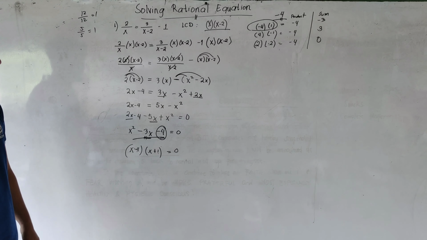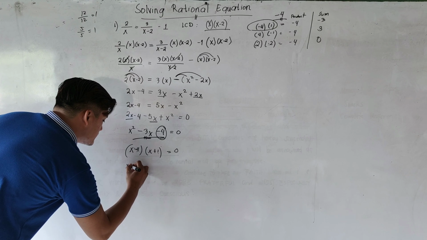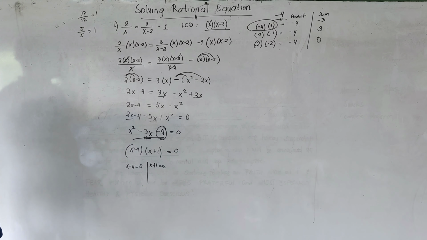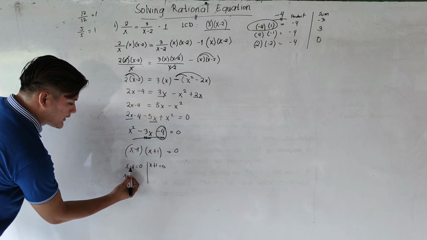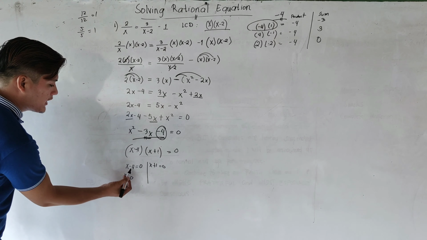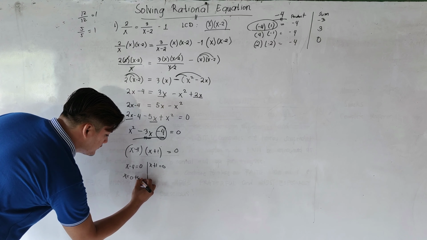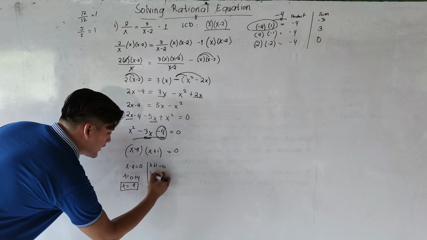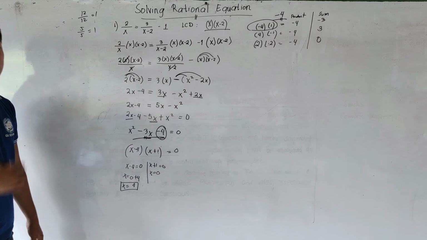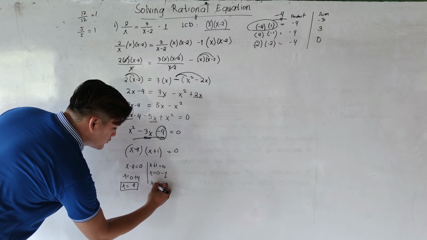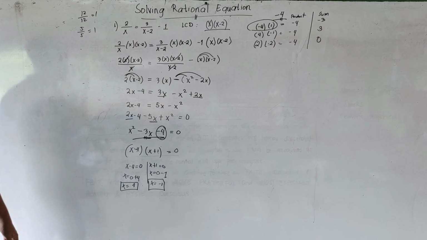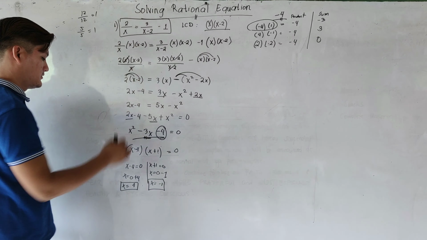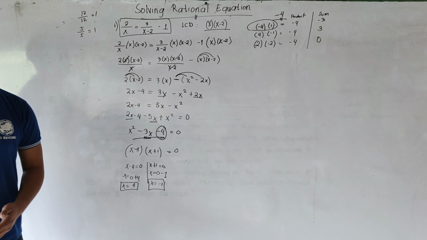Okay, next, we are going to equate each factor to 0. So we have x minus 4 is equal to 0 and x plus 1 is equal to 0. Then transpose. Transpose negative 4 to the other side, it will become positive because the sign of 4 is negative. So x is equal to 0 plus 4 is 4. And the other side naman, x plus 1 is equal to 0, positive 1, transpose, it will become negative 1. So x is equal to negative 1. Therefore, the answers or the solution of this rational equation is x is equal to 4 or x is equal to negative 1.